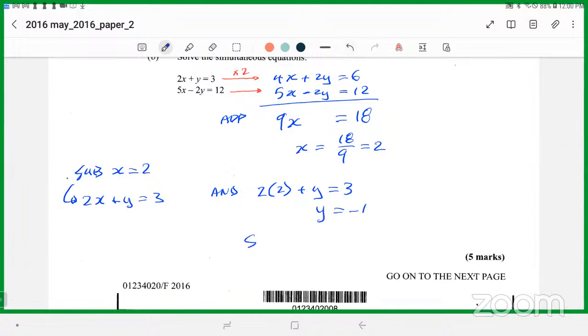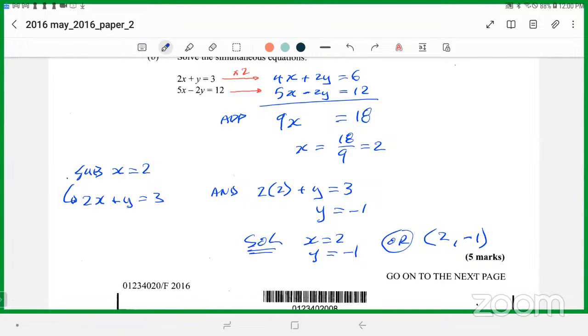So I can write my solution line. The solution is that x equals 2, y equals negative 1. Or you can put it in a bracket like this: 2, negative 1. That's acceptable if you put the answer like that as a solution. Okay with that? Yeah.